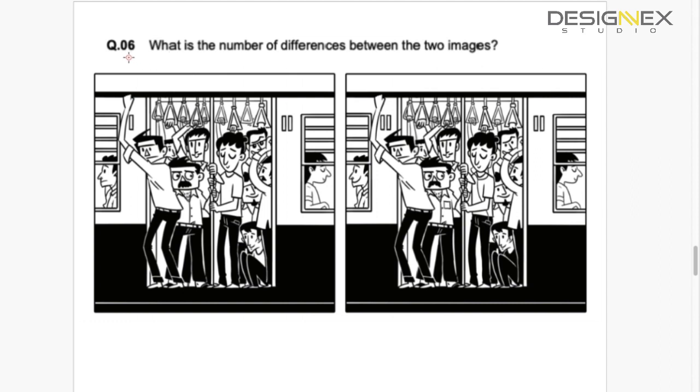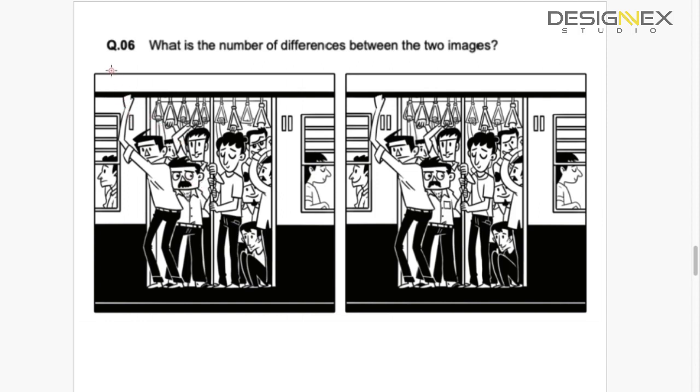Let us look at question number 6. It says you have to find the difference between two images. Now, to solve such kinds of questions, what you need to have is presence of mind. At that point, you don't get a lot of time to solve the question. You don't get a lot of time to ponder upon and be stuck at one question. So it is very important to identify what can be the trick to solve the question.